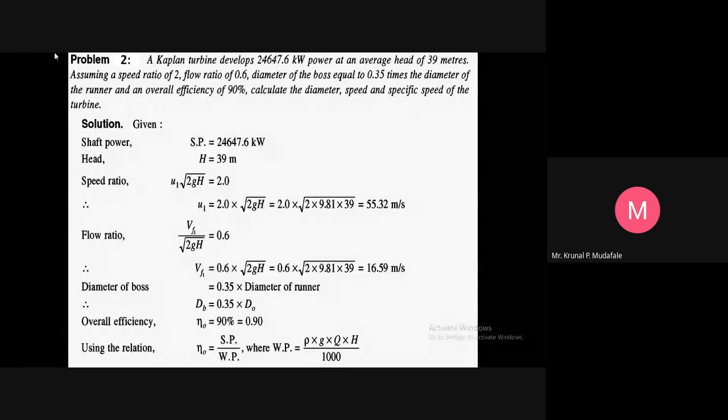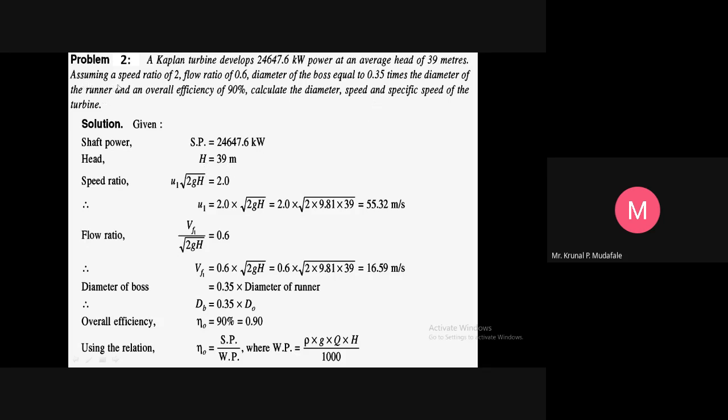So what is this? The Kaplan turbine develops 24,647.6 kilowatts. So this will be the what? Obviously, I told you that the output is the shaft power. So the shaft power is available here, this value 24,647.6 kilowatt, right? At the average head, again it uses the head of the turbine, capital H. It is indicated by capital H equals to 39 meter.